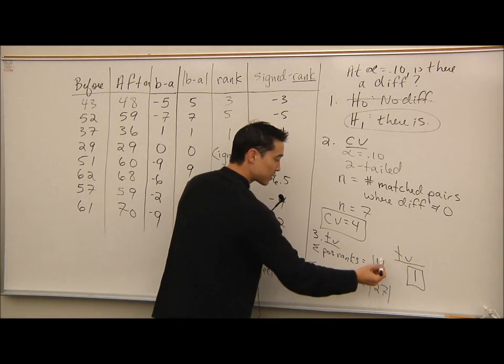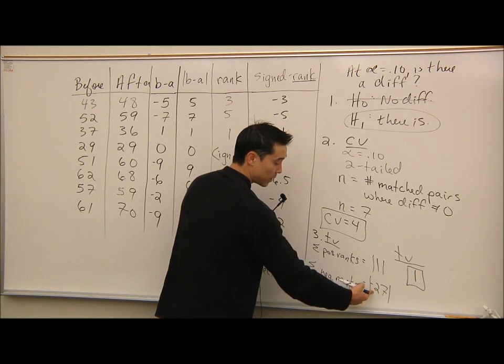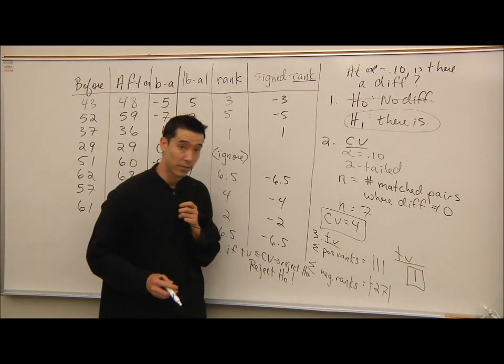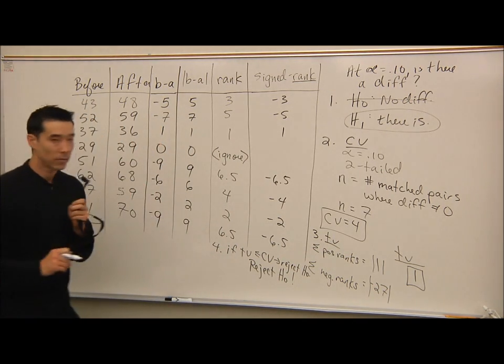Then you have to take the absolute value of both numbers. So the absolute value of 1 is 1. The absolute value of -27 is +27. And then whichever one's smaller, that's your test value. Yes. Okay, any other questions?